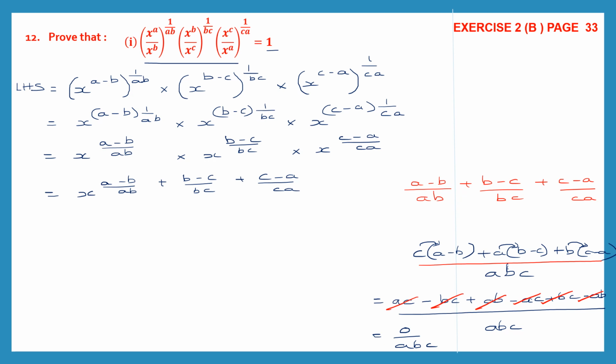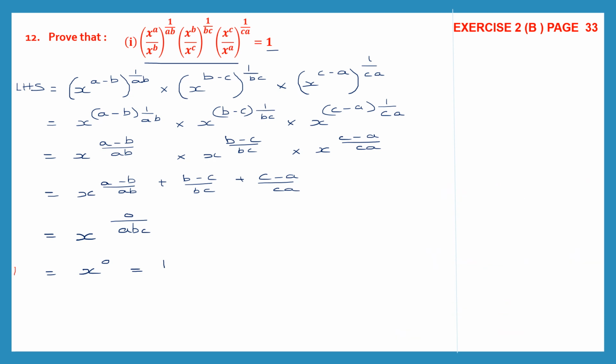So let's write that here. Now this is x raised to the power of 0 by abc. Okay, now 0 by anything is equal to 0. So this will become x raised to the power of 0, and x raised to the power of 0 is 1. So that means on the left hand side we just got 1.